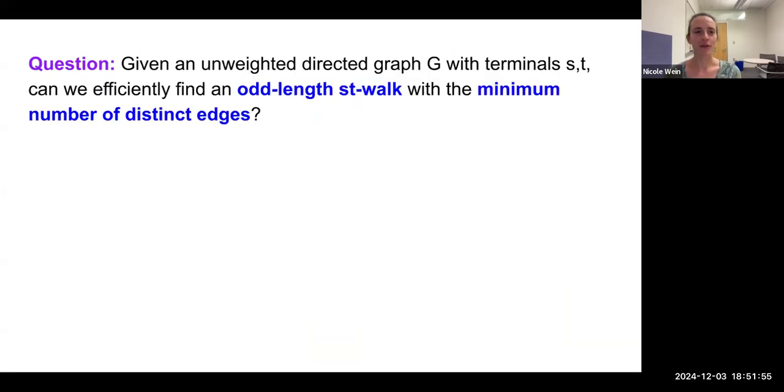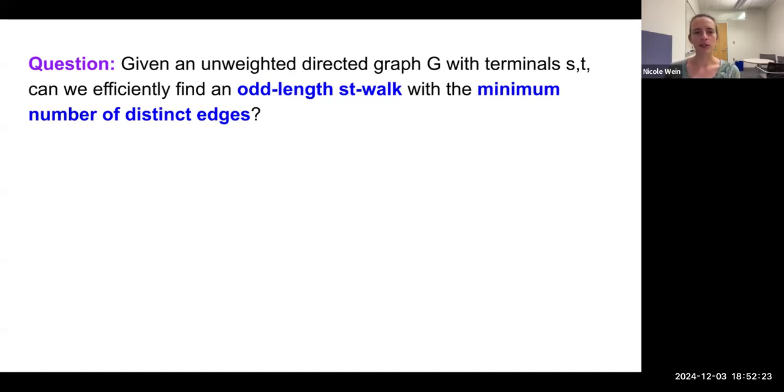So we're going to start off with a very simple sounding question. Given an unweighted directed graph G with terminals S and T, can we efficiently find an odd length ST walk with the minimum number of distinct edges? This is a special case of the problem that we study in this work, and to the best of our knowledge, nobody had studied this question before.